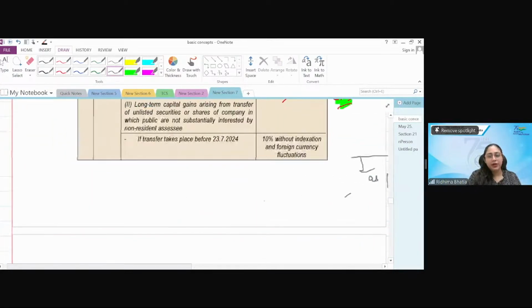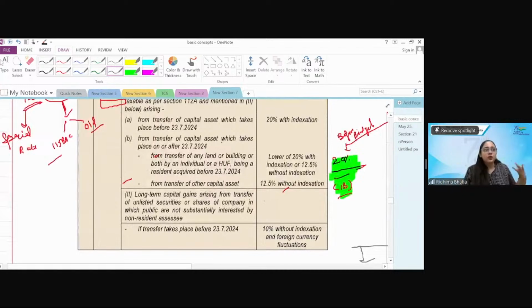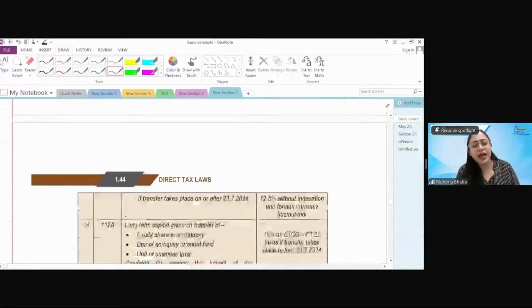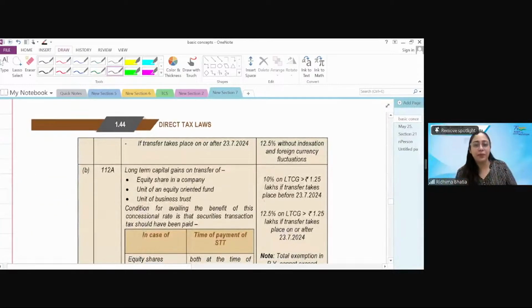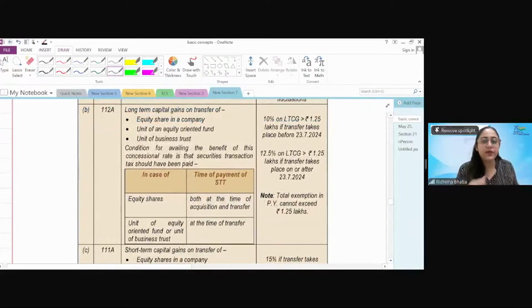Any doubt on special rate income? You can give a look to it, read it once. Do not worry if you don't know what long-term capital gain is. Do not worry if you don't know what unlisted equity shares are, or what different capital assets are, because there is a chapter on it. There is definitely a class on it. This is just to give you a brief so that we can do questions further.